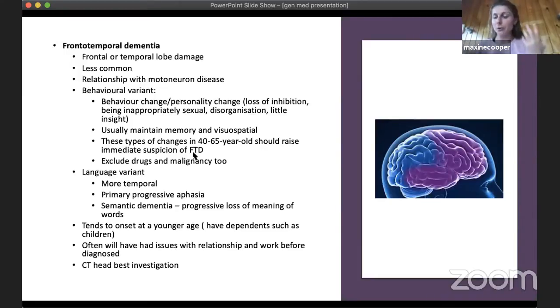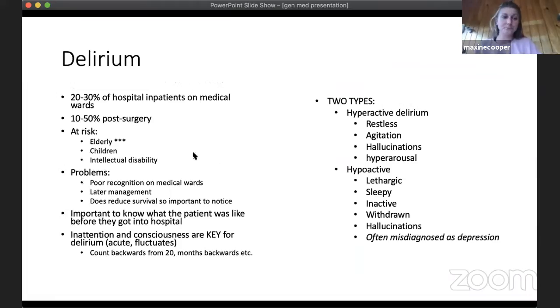So because of those personality and processing changes, that can be happening before they're diagnosed with this. So again, it's important because they've got these dependents, and it can impact their life so significantly. I think it's really important to get onto this early. And the CT head's your best investigation there. You can often see the changes.